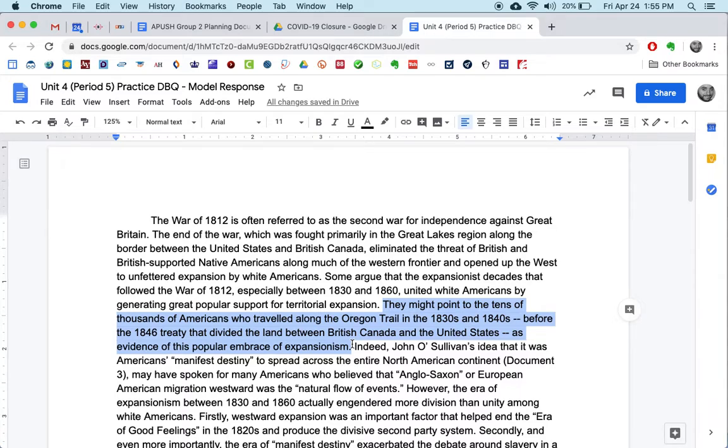And so I do that by talking about the Oregon Trail. They might point to the tens of thousands of Americans who traveled along the Oregon Trail in the 1830s and 1840s. That's a lot of people before the 1846 treaty that divided the land between British Canada and the United States as evidence of this popular embrace of expansionism.